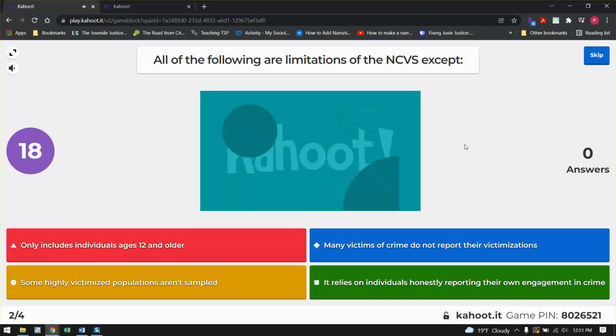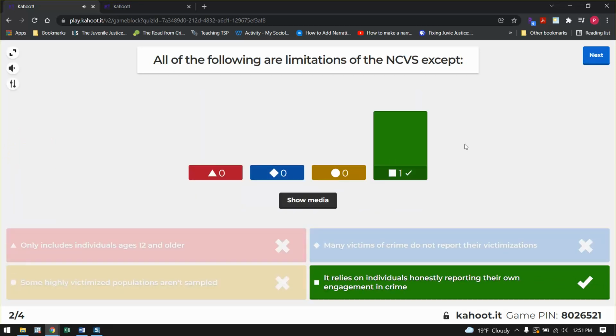The second question is dealing with some of those limitations of our data sources. It's specifically focused on the NCVS in this case. So you have to identify which one is not a limitation of the NCVS. All of these are limitations aside from the green box, that it relies heavily on honesty and reporting of their own engagement in crime. If you're reporting on your own engagement in crime, that would be a self-report survey.